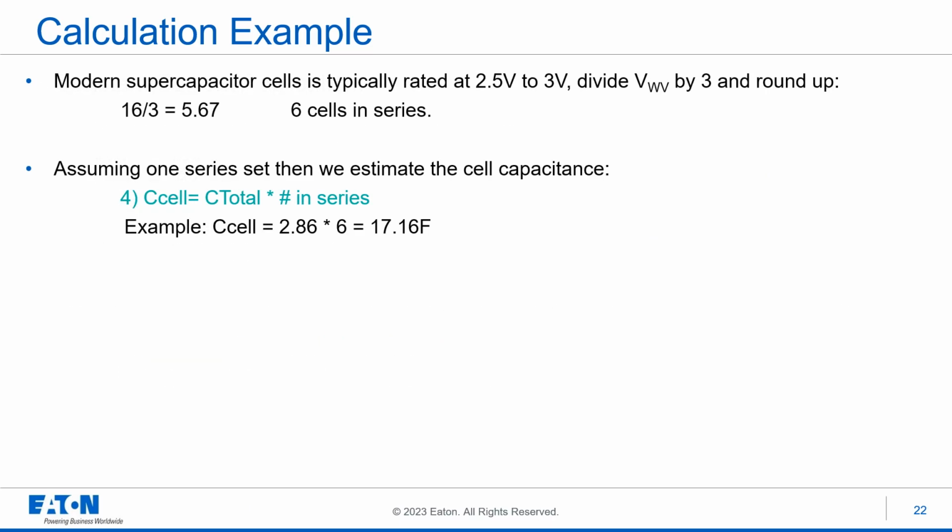To get to the number of cells needed, we start with the number in series. The voltage multiplies by the number of cells. So the most common cell today is a 3-volt cell. This requires 6 cells to get to 16 volts. We can then use equation 4 to determine the cell capacitance. In our example, 2.86 farads times 6 cells equals 17 farads. It is possible that the capacitance will come up much higher than any cell available, and you may need to add cells in parallel to get there.